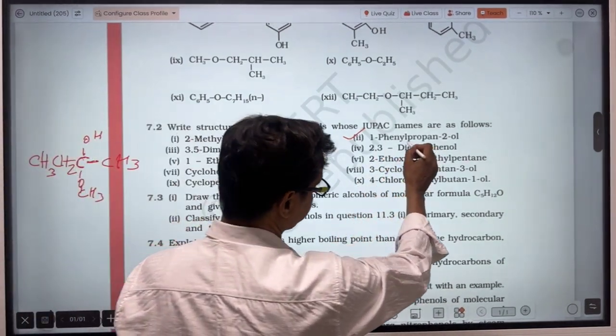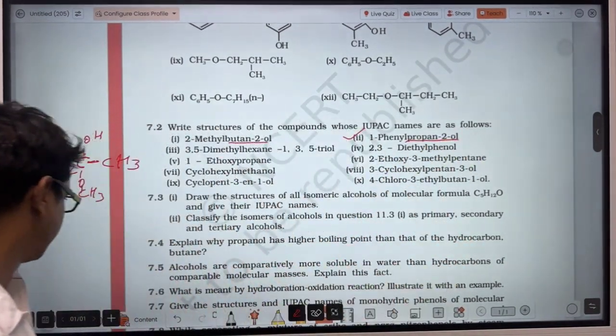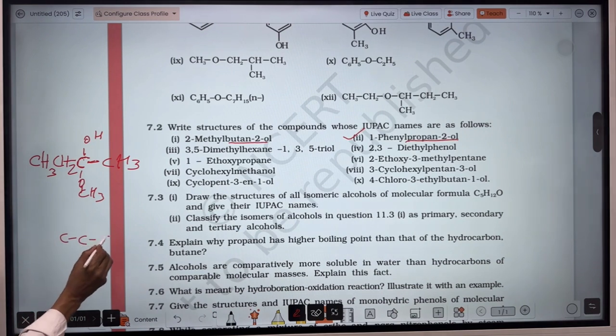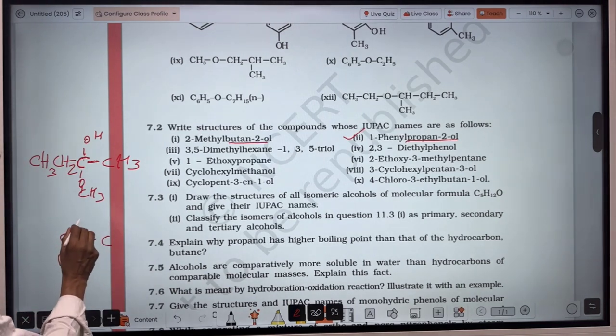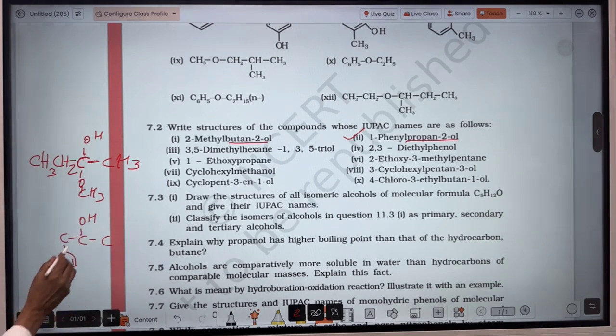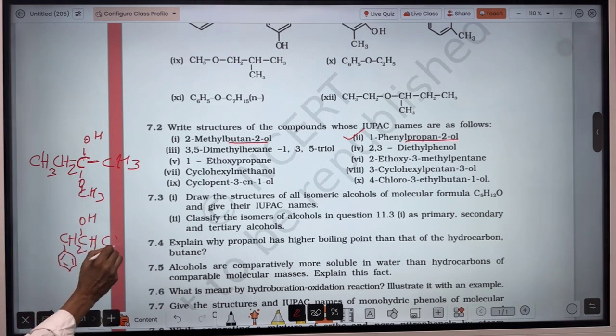So the main chain here is propan-2-ol. So write the 3 carbon chain, this one, and then after that is 1-phenyl and propan-2-ol. So at the first position you draw the phenyl, and then after propan-2-ol, at the second position there will be OH, and draw the structure. So here will be 2 hydrogen, here 1 and here 3.